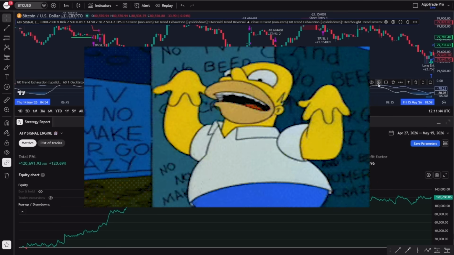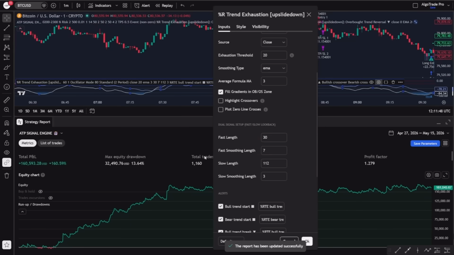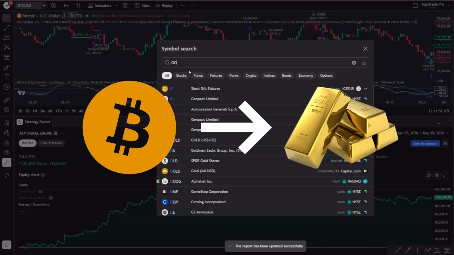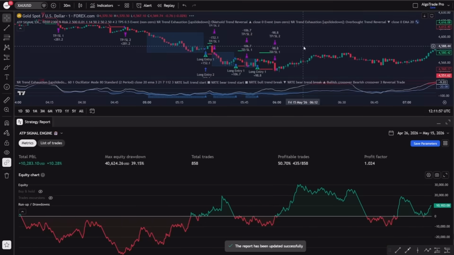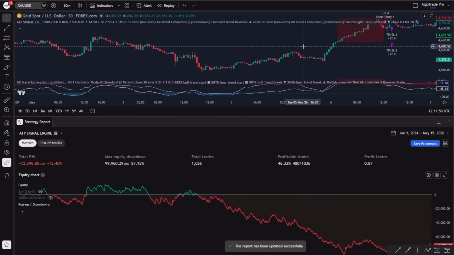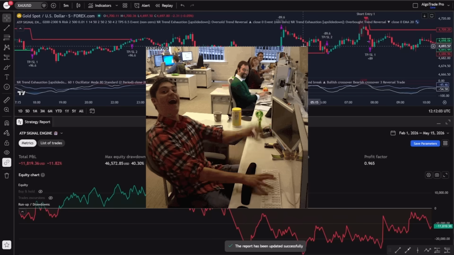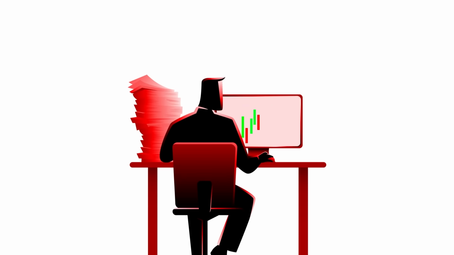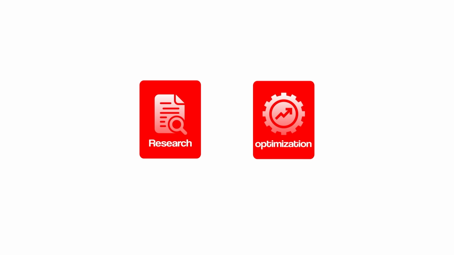And the craziest part is this: if I change the indicator settings, the entire strategy updates automatically. If I switch from Bitcoin to gold, the backtest recalculates instantly. If I change the time frame, same thing. Everything updates in seconds. Something that normally would take hours or even days, done instantly. So instead of wasting time rewriting strategies over and over again, I can focus on research and optimization.